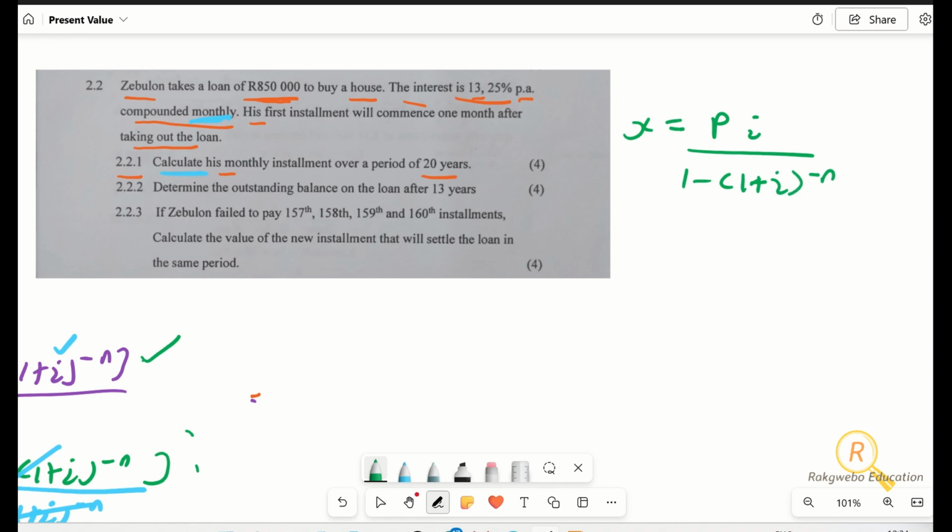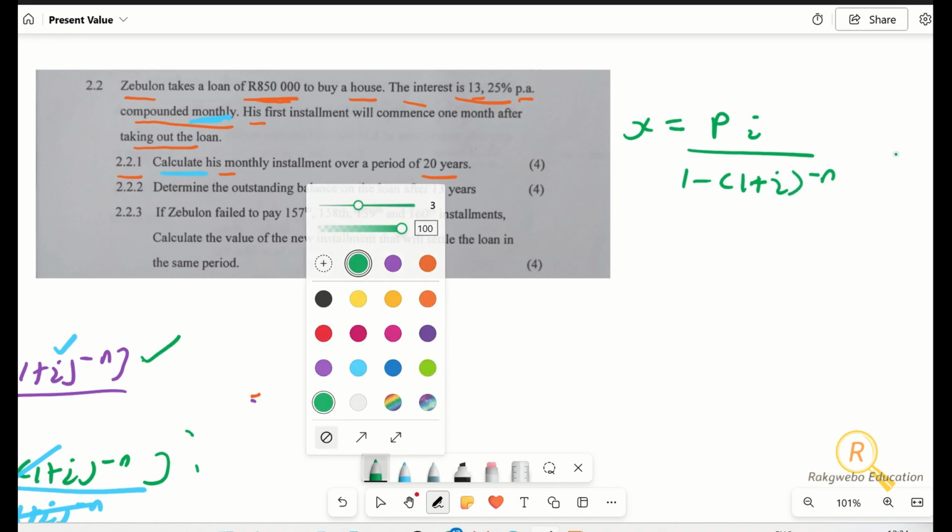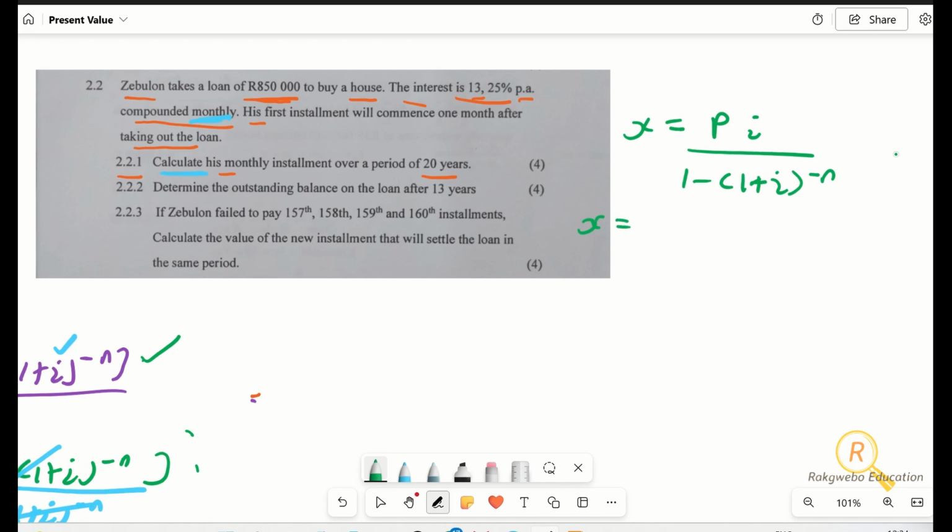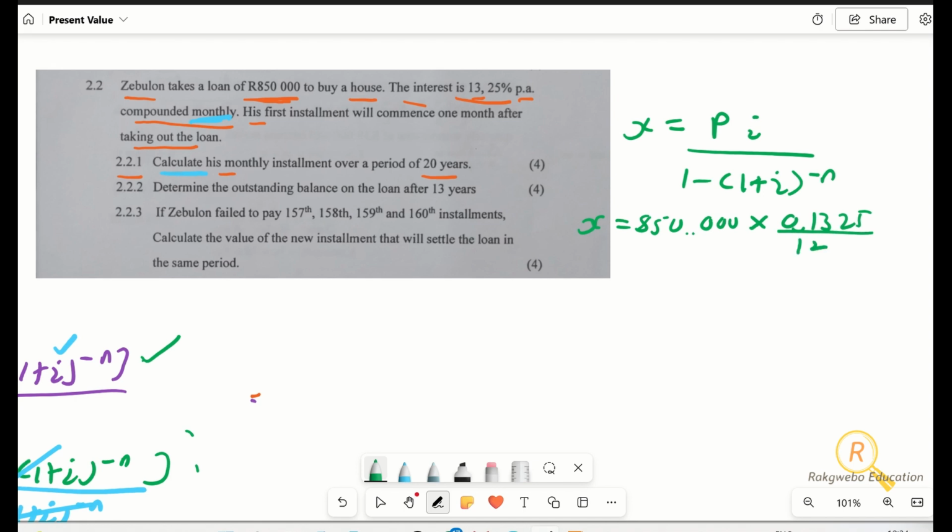Okay, so now let's go ahead and substitute. They're looking for the x. My P is 850,000. Remember to leave the space there. My I is 0.1325 over 12, all over 1 minus 1 plus 0.1325 over 12, all to the power minus n.